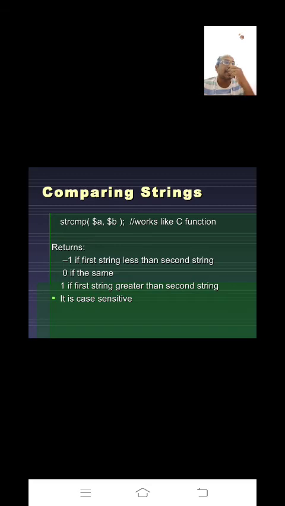Why? Because capital HELLO has some ASCII value, and small hello will not have the same ASCII value as capital HELLO. So you will get something other than 0, it may be minus 1 or 1. That depends upon the ASCII. If both the variables are either capital or small, then you will get 0 because they have the same ASCII value. That you have to know here. I think you are understanding this, right?